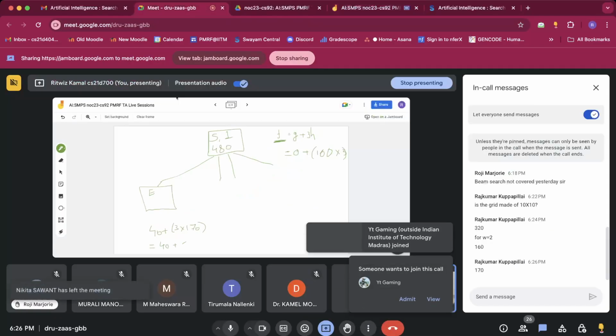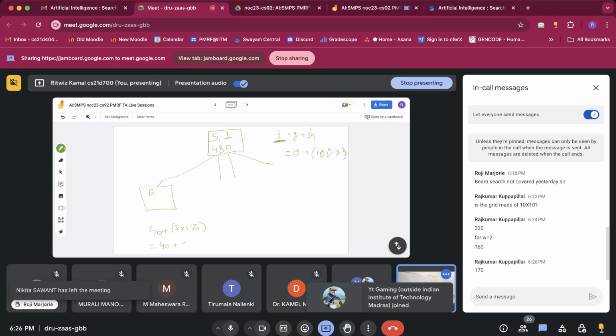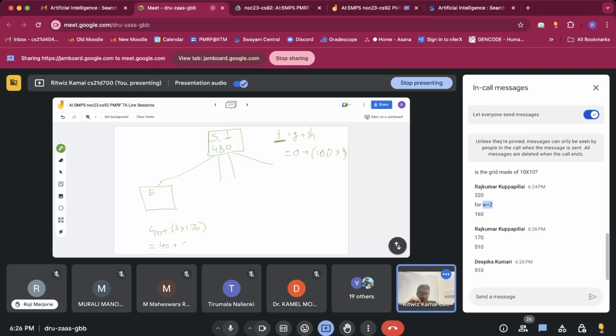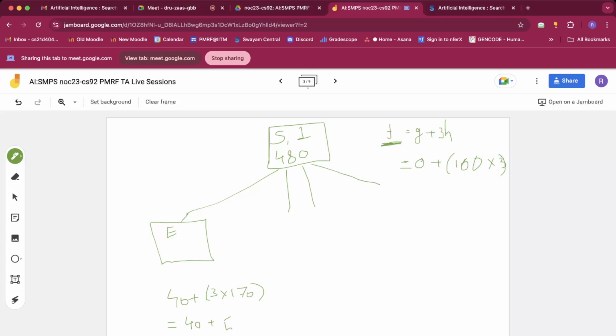Anyone tell me? No, Rajkumar. We are told that W equals 3. That is given to us in the question. If W equals 2, then yes, it would be something else. 510. Okay, so that would make it 550. Similarly, we will also have similar blocks for J, K and O.